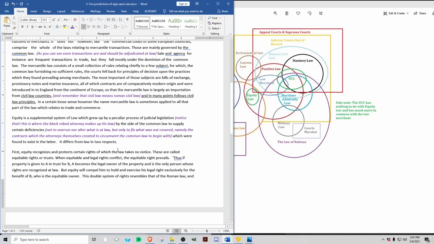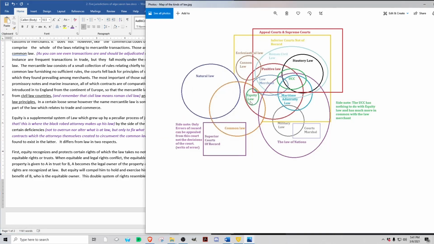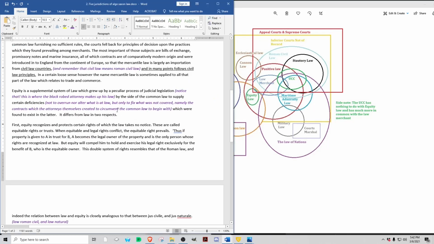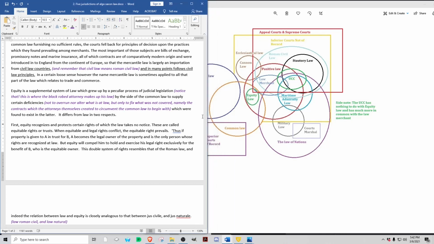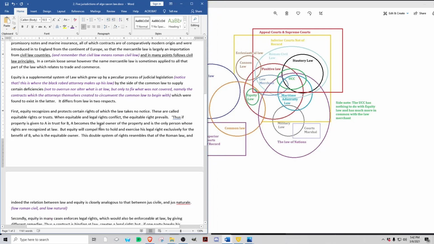Equity is a supplemental system of law which grew up by a particular process of judicial legislation. Right, chancery, which we talked about, by the side of the common law to supply certain deficiencies. That's why I put it here, by the side of the common law, because it is an aspect of common law. Equity is an aspect of common law from the standpoint of being fair and whatnot, but it's also an aspect of the law merchant. My note here: not to overrun or alter what is law, meaning the common law, but only to fix what is not covered, namely the contracts which the attorneys themselves created to circumvent the common law to begin with, like trusts, usufructs, and all the rest of this garbage they were talking about, which were found to exist in the latter. It differs from law in two respects.